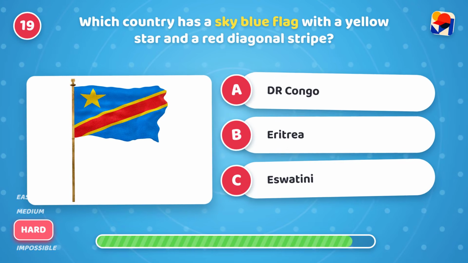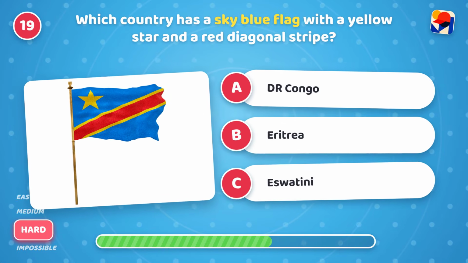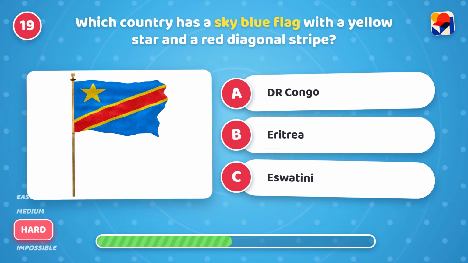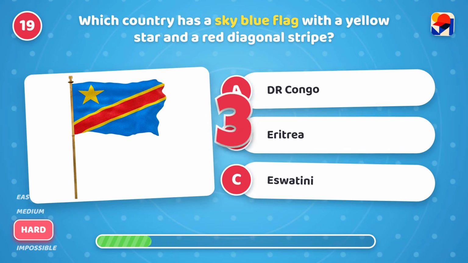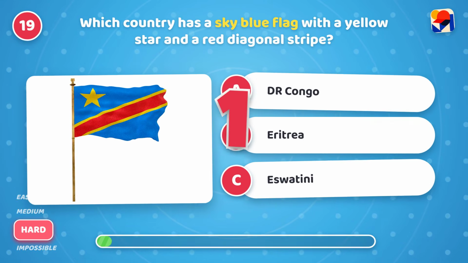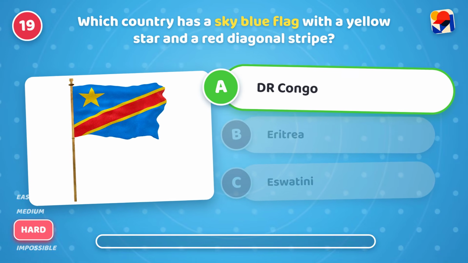Which country has a sky blue flag with a yellow star and a red diagonal stripe? Is it A, DR Congo, B, Eritrea, or C, Eswatini? It's A, DR Congo. Blue represents peace.